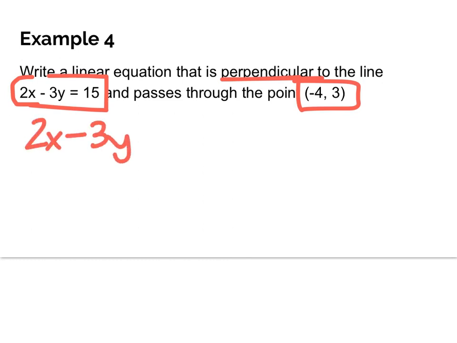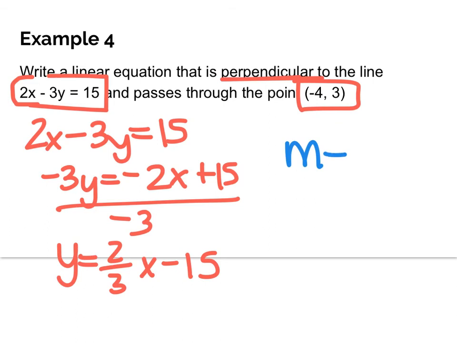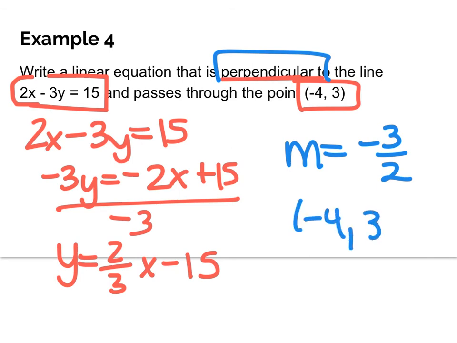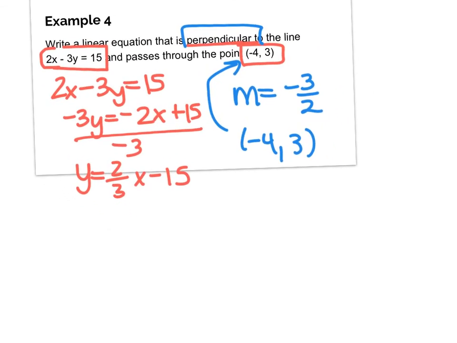So the first thing we need to do is write our linear equation in slope-intercept form. So we're going to get 2/3 x minus 15. So that tells us, because we want it perpendicular, our slope is going to be the negative reciprocal. And we're going to use the point that they gave us there. So now that I have all the information I need, I have a point, I have a slope, I'm going to put it in point slope form.